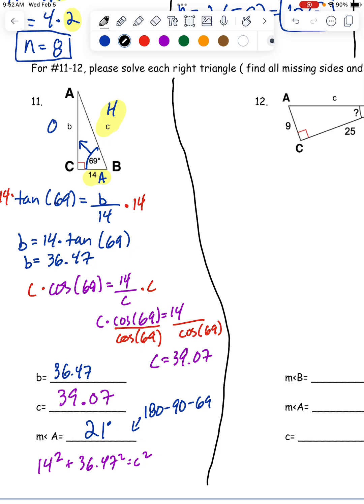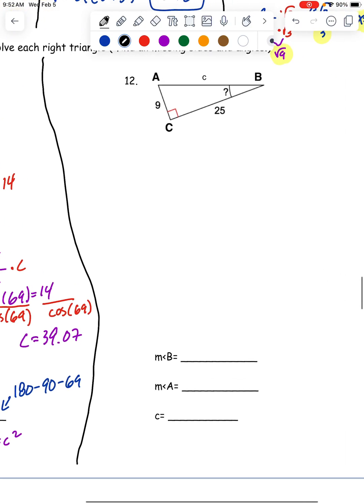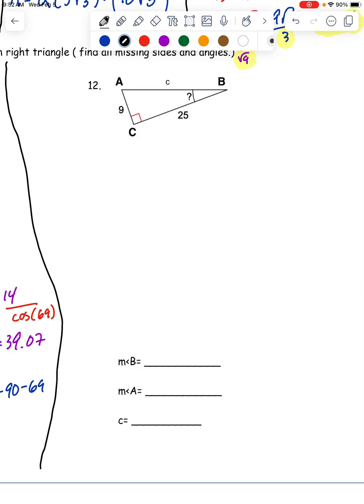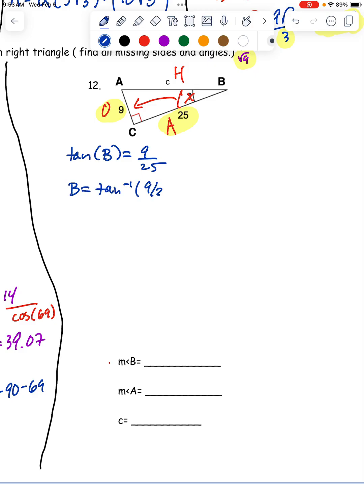All right, in number 11, I tried to find two sides, okay? In number 12, I want to find two angles. So I'm going to choose to find B first, since that's where the question mark is, and that's the first angle that comes up. So here we go. That's my opposite, that's my adjacent, and this is my hypotenuse. So to find angle B, I'm looking at 9 and 25. So I'm going to say O over A, so tangent of B equals 9 over 25. So B equals the tangent inverse of 9 divided by 25.